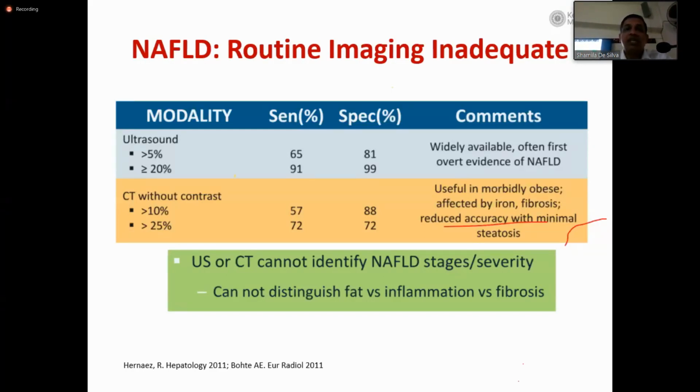But these percentages are much less in CT. That is because with CT, you are looking through films. Cross-sectional imaging is not real time, whereas ultrasound is real time, a bit better. But still, this is not adequate screening, because most of the patients are missed.